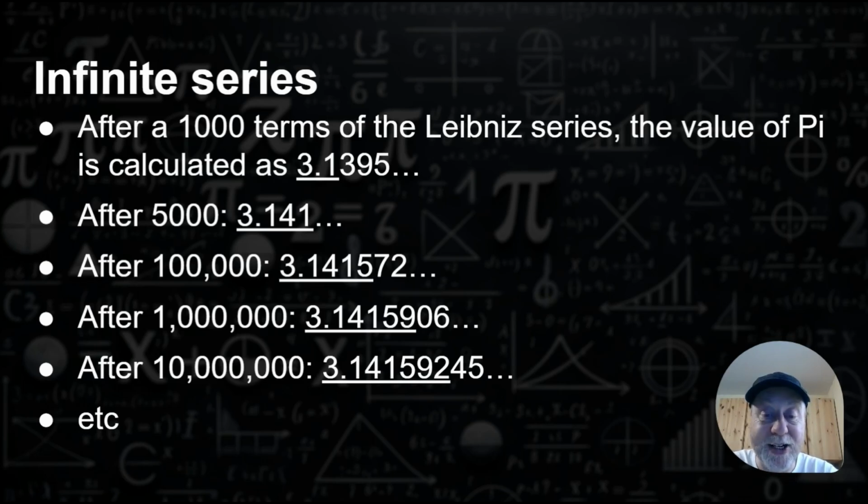After 1,000,000 terms, you get 3.14159. And then you go to 10 million terms, you'll get 3.141592. And then you can keep going with more and more terms each time to get closer, in terms of decimal places, to the value of pi.